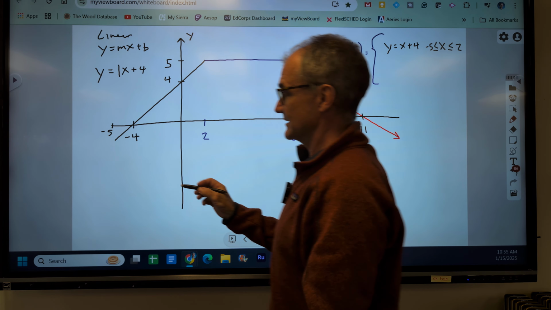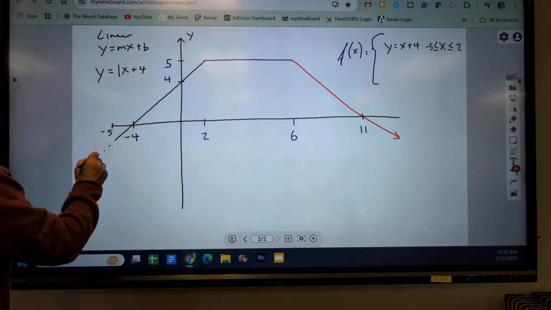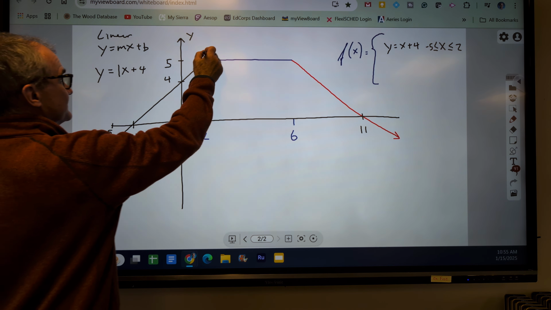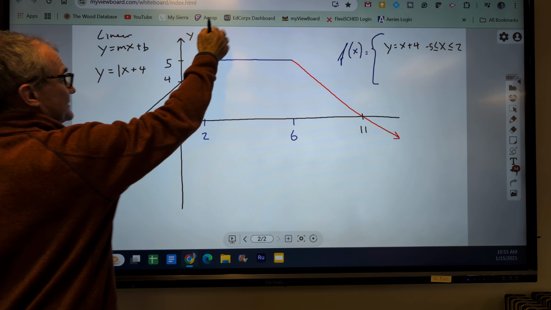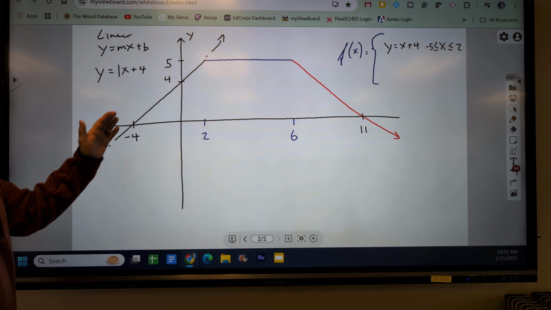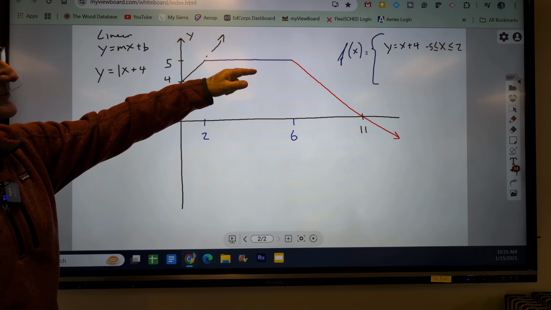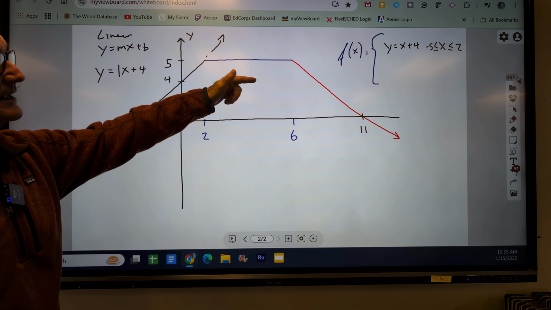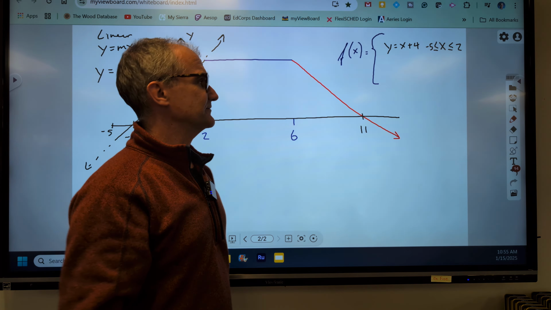So this thing, I'll do it dotted, goes on forever, but I don't want to include that portion of it. I want to cut it here and here. So I write that black line, y equals x plus 4, an infinite line. However, I cut it off at -5 and 2.